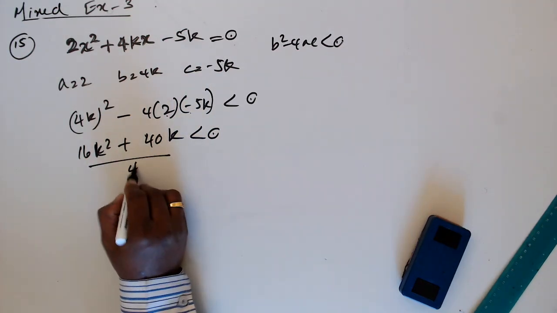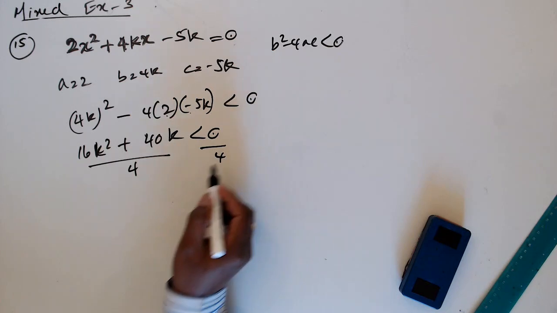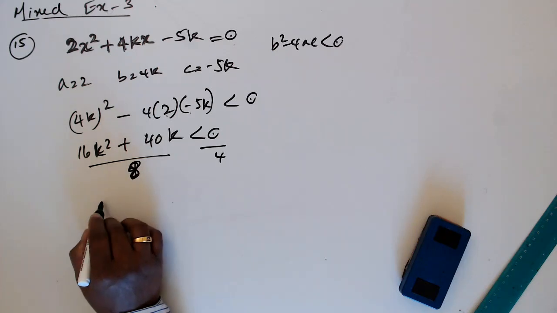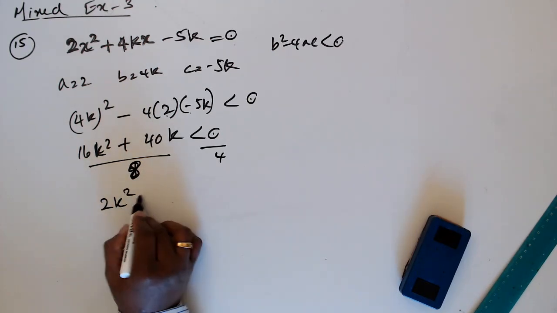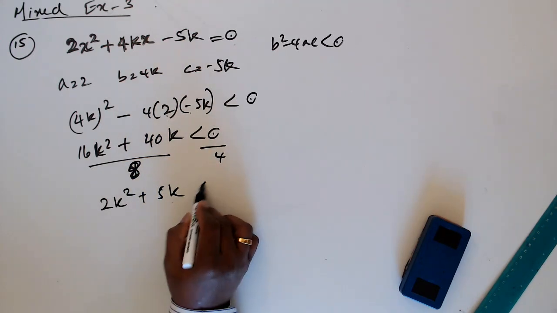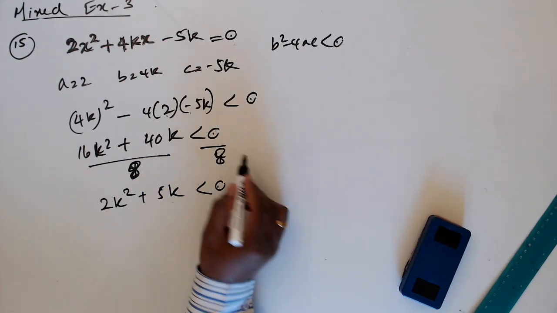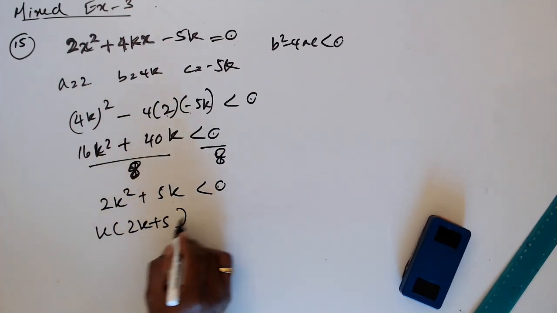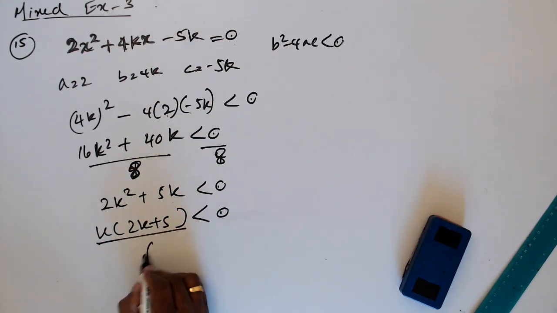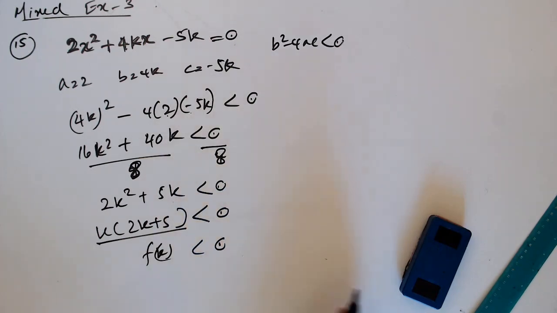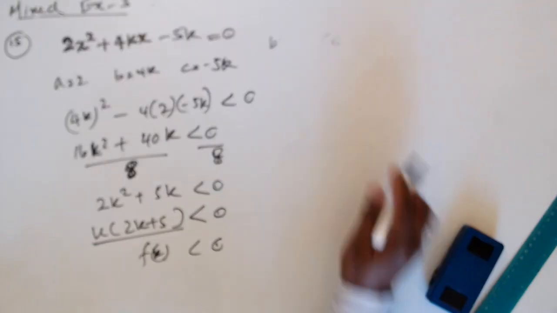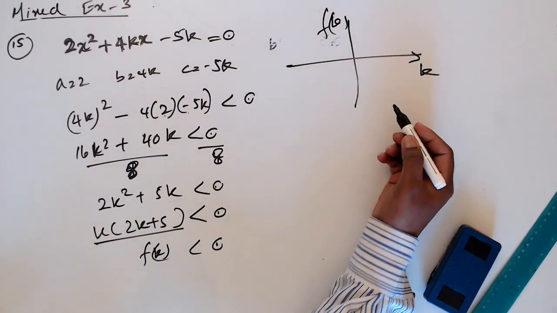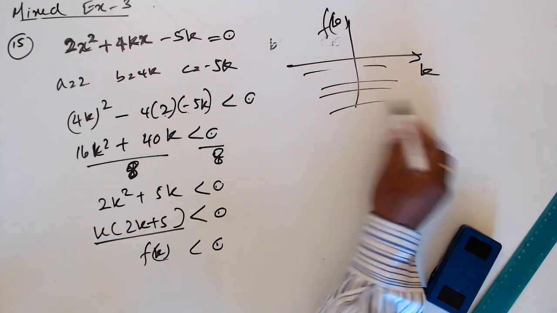Divide both sides by 4. Actually 8 I can do. This is 2k square plus 5k less than 0. This is 8 k, 2k plus 5 less than 0. This is f(k), and f(k) has to be less than 0. When you have the f(k) and k axis, which area is f(k) negative? This is the area where f(k) is negative.